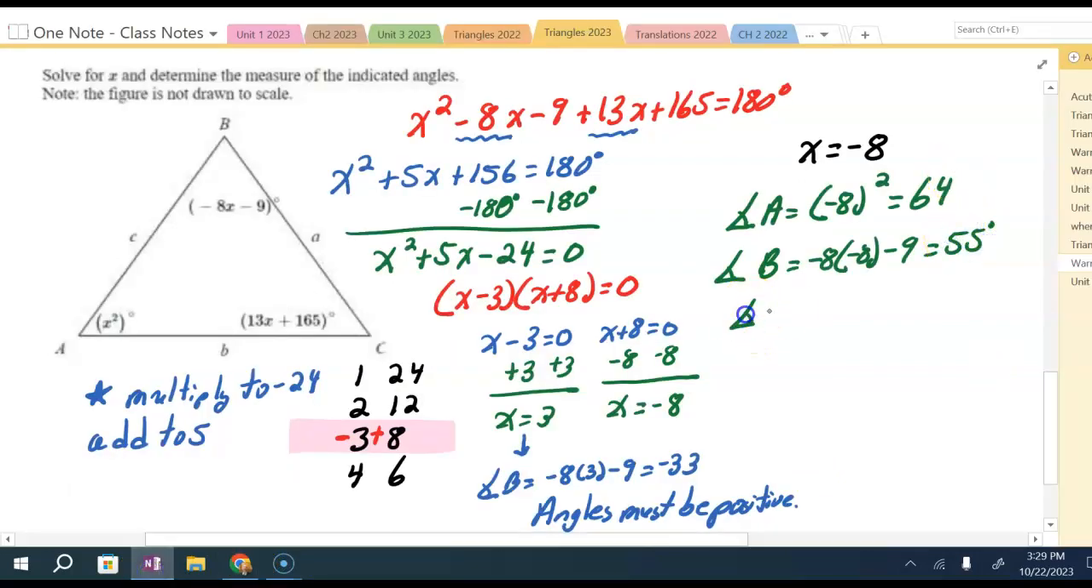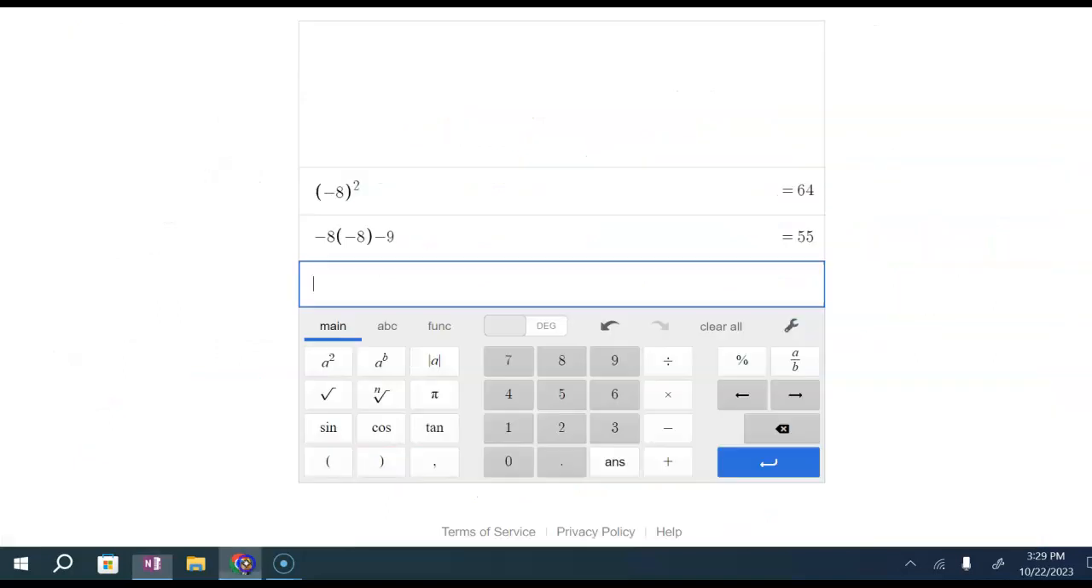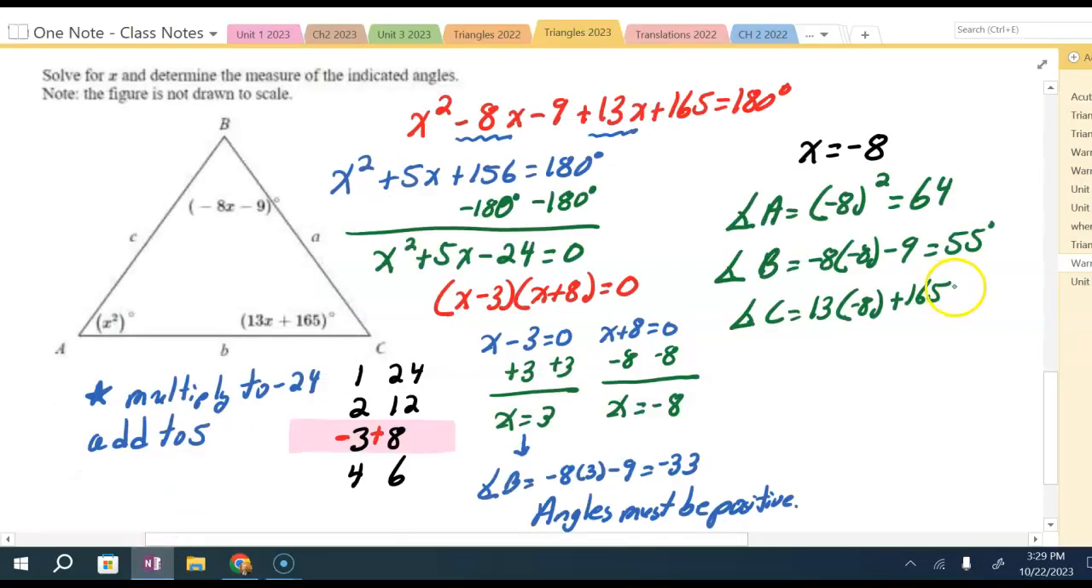And then angle C is 13 times -8 plus 165. So 13 times -8 plus 165 gives me 61 degrees. To check it, if I were to add up those angles, I do get 180. And then all the angles are acute, so this is an acute triangle.